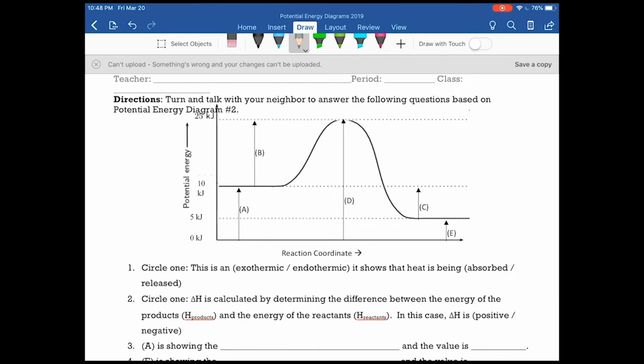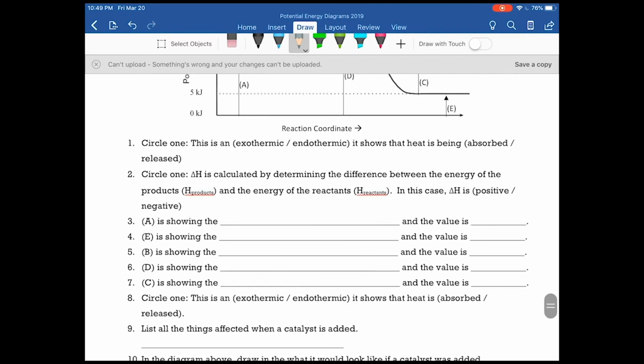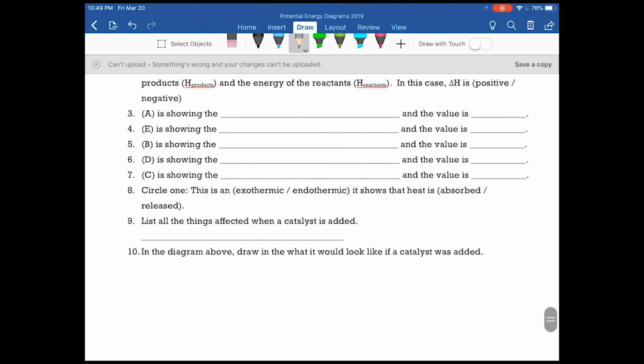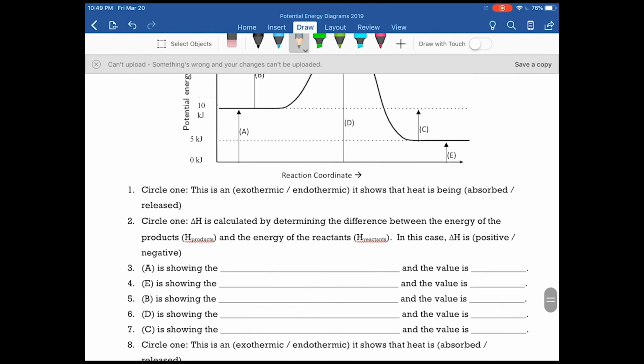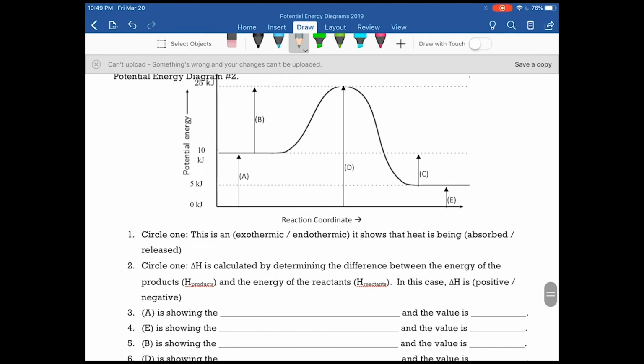Looking at this, Nathan said just identify the very big differences from the first one. So take a second, pause the video, try to fill out these 10 questions, and when you're done, unpause and we'll show you the answers. So pause. Have fun. Welcome back.